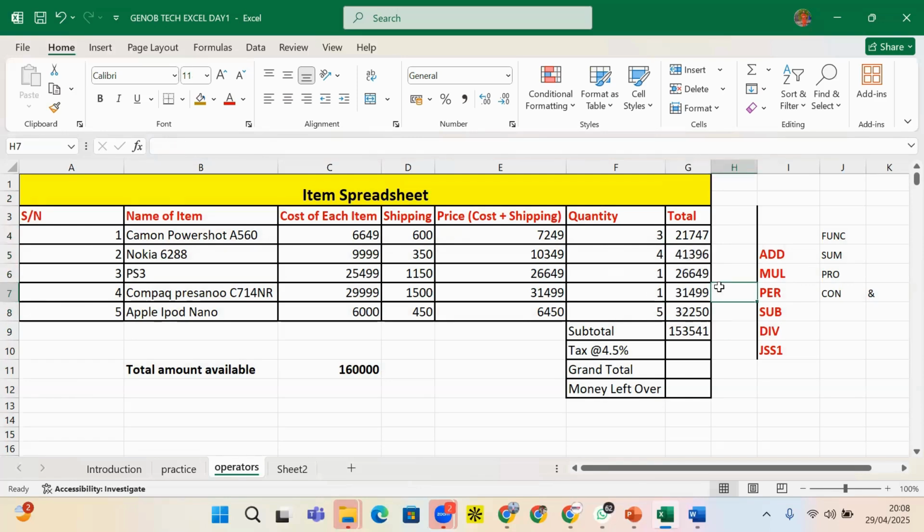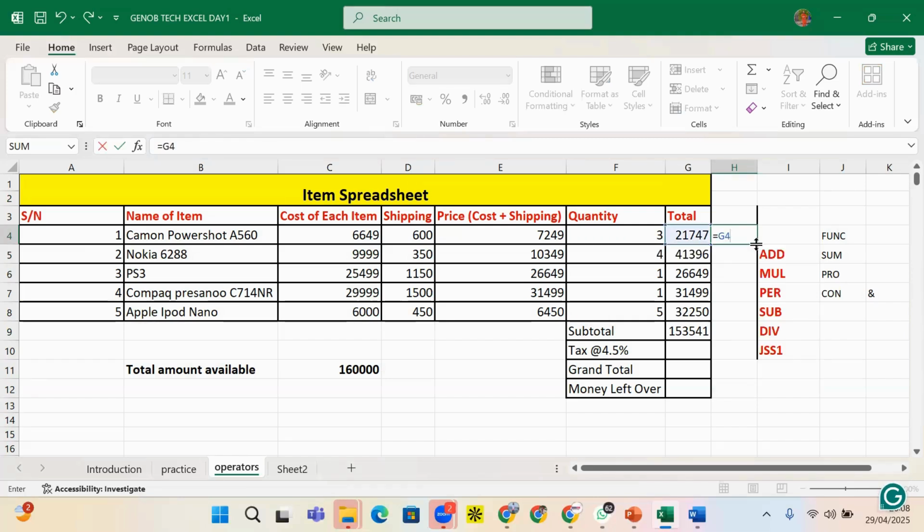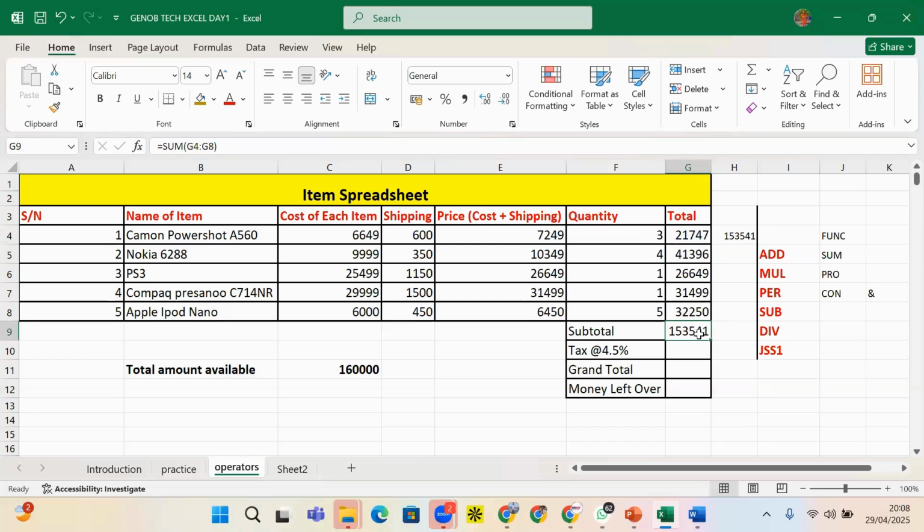But when we want to perform addition, instead of us typing equal to G4 plus G5, remember that time, plus G6 plus G7 and plus G8, this would give us the same answer as this. I enter. Is it not the same thing? It is. But this will waste our time a lot.